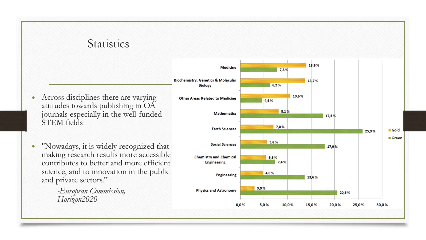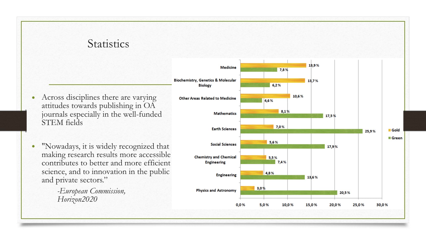Looking at this graph of academic disciplines, we can see there are varying attitudes towards publishing in open access journals. In the well-funded STEM fields such as medicine, we see the most open access content, which uses the gold OA model, to the earth sciences, which uses the most green OA access.